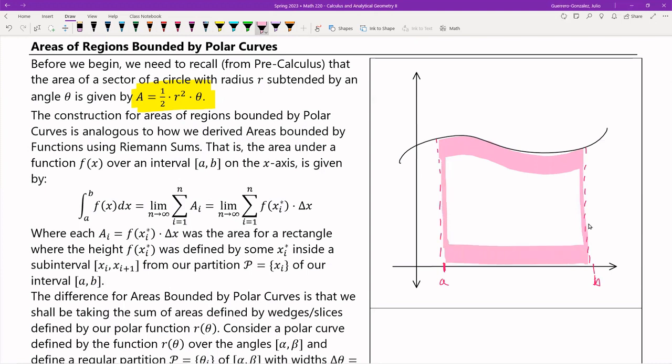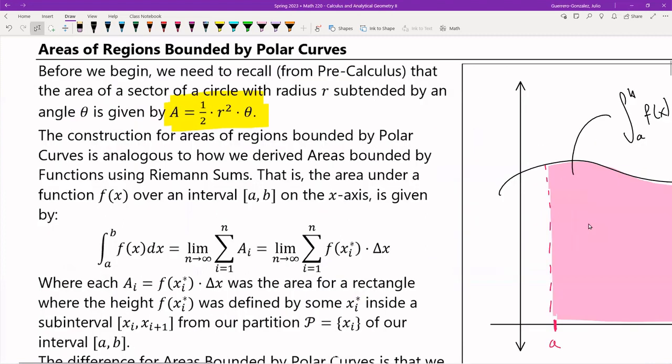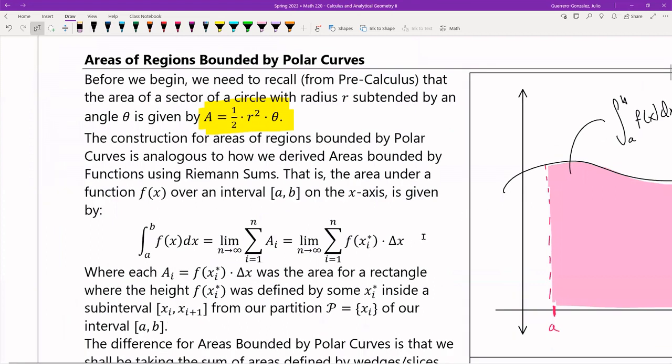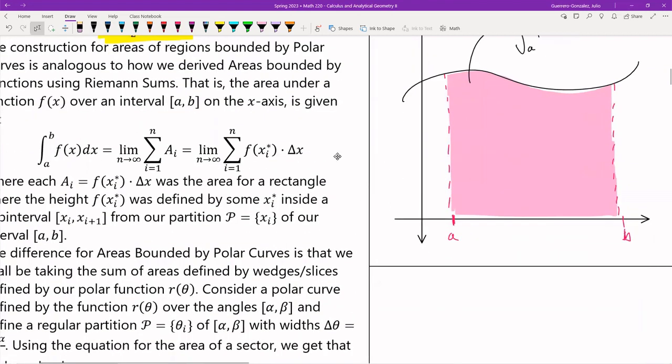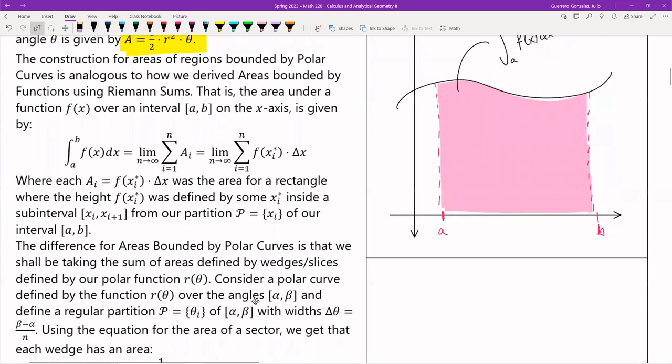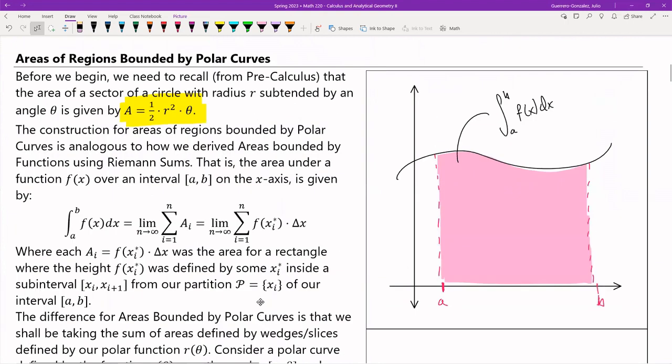Now, we know what this is. This was the area that we were looking for, back in the day, if you recall: the integral from a to b of f of x dx. This was our area.